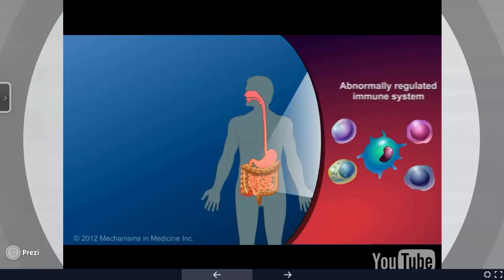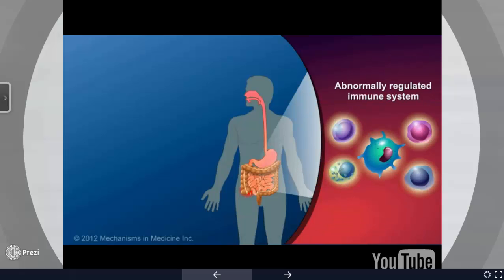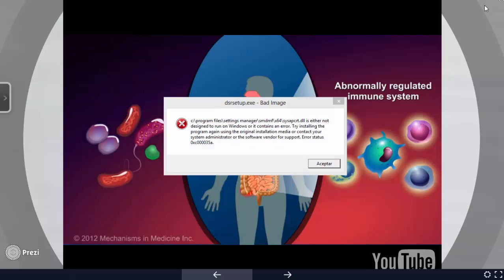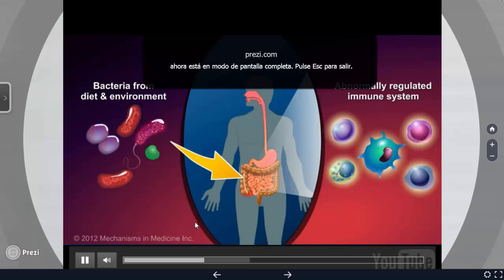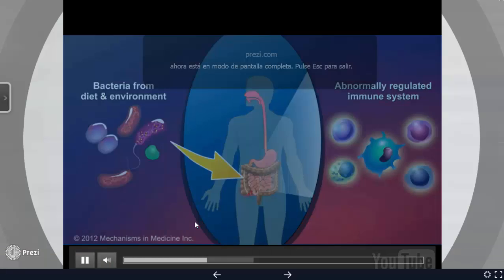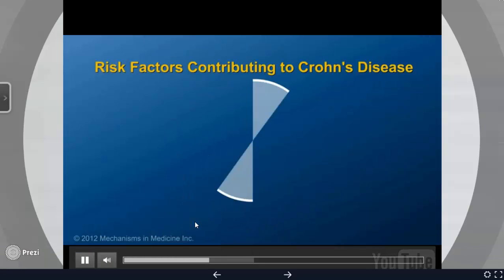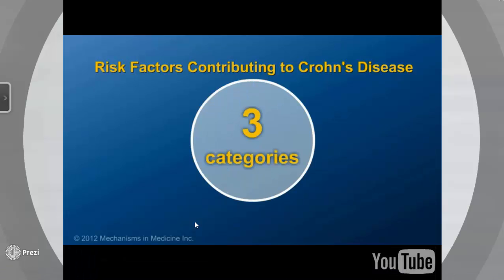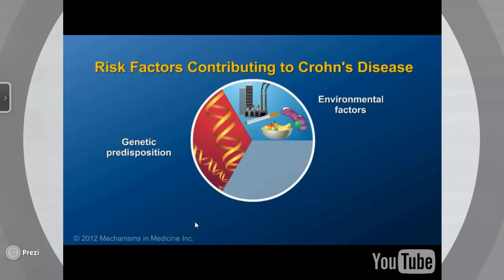The GI tract is frequently confronted with bacteria from our diet and environment. Many factors can contribute to a person's risk of having Crohn's disease, but most can be thought of in three categories: genetic predisposition, environmental factors, and a dysregulated immune response in the GI tract, which causes inflammation.